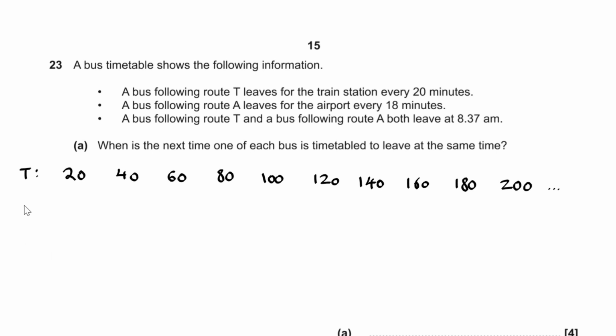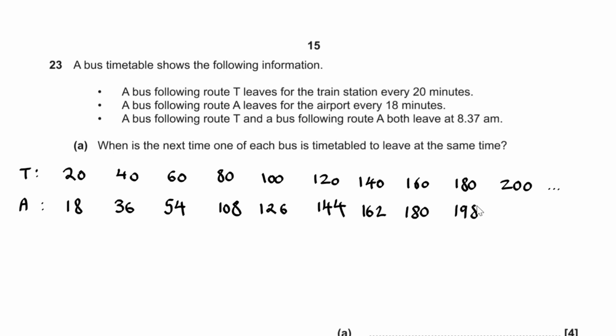And if we consider route A, if we list the multiples of 18, we've got 18, 36, 54, 108, 126, 144, 162, 180, 198, and 216, and we can continue. And what you'd find over here is 180 is the lowest common multiple.